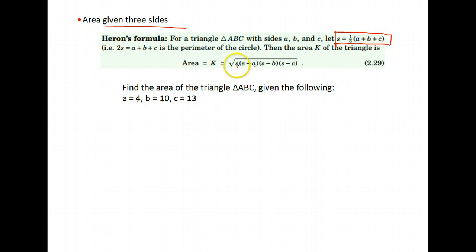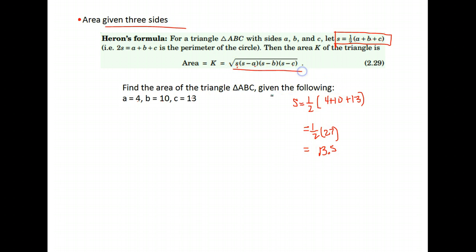So if you're using this formula, the first thing you want to do is calculate S. It's not a difficult thing to calculate. Again, we're just doing half of the three sides added together. So half of 4 plus 10 plus 13. Okay, that gives me 1/2 of 27, and 27 divided by 2 is 13.5. Okay, so that's my S.